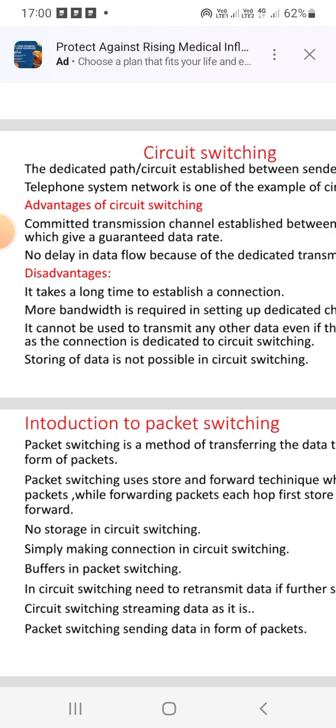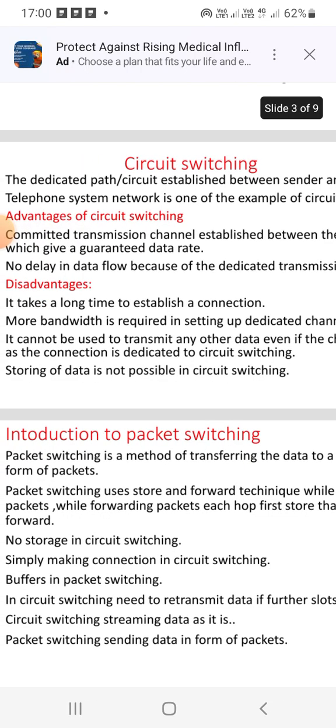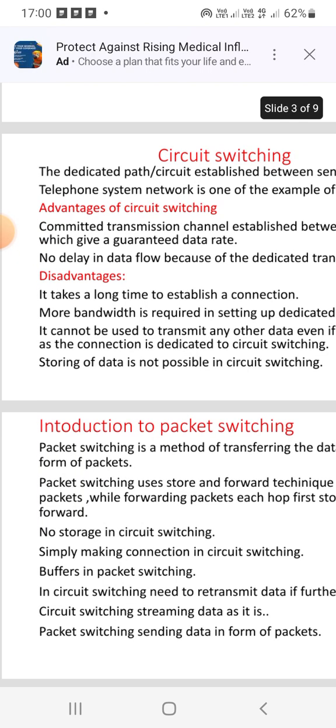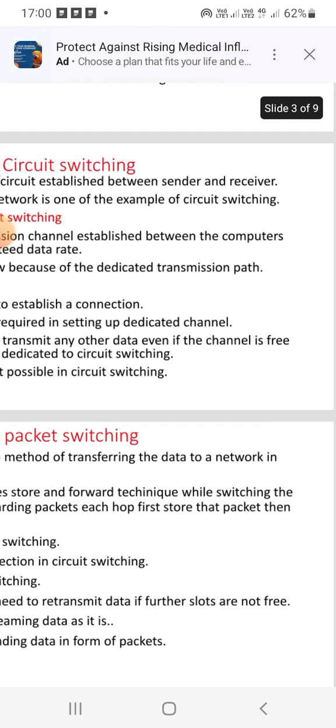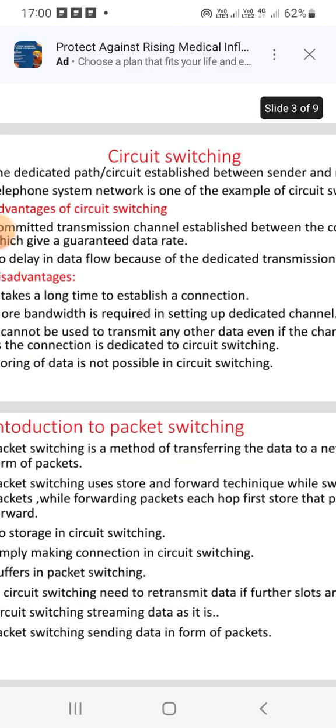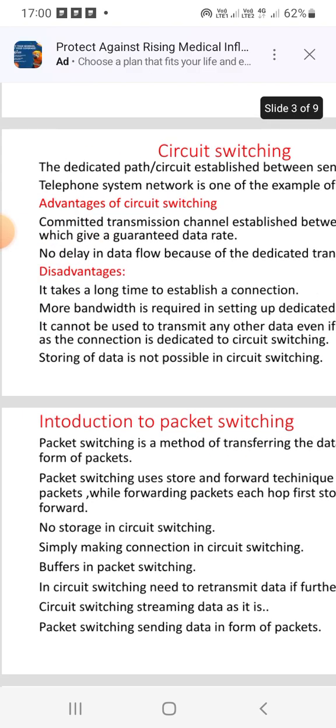Next one, it cannot be used to transmit any other data even if the channel is free, as the connection is dedicated to circuit switching. For example, the dedicated channel capacity is 10 Mbps, but only 4 Mbps is transmitted by the sender. The remaining 6 Mbps is available, but no one else can use it. Storing of data is not possible in circuit switching.